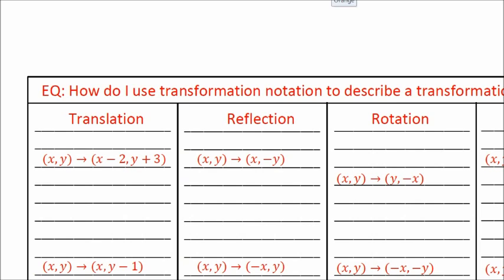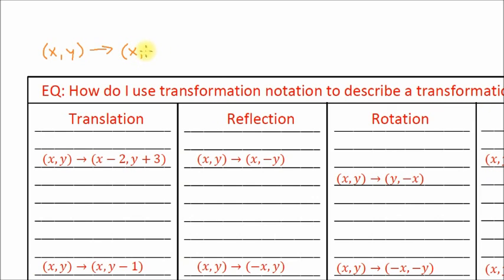What I want you to see with this is if you start off with a point, I'm going to put this in the top margin here. If you start off with a point or a coordinate on your coordinate plane and it's labeled x, y, transformation notation helps us describe what's going to happen to that point as it goes through a particular transformation, either translation, reflection, rotation, or dilation. So let's just make up one.